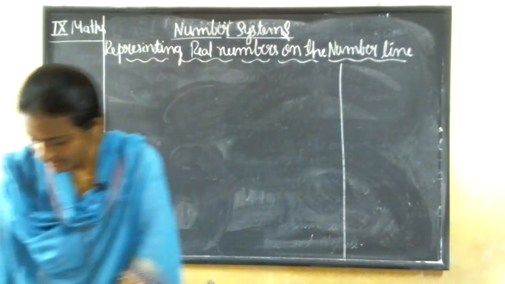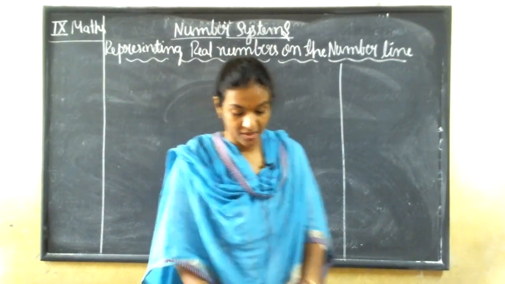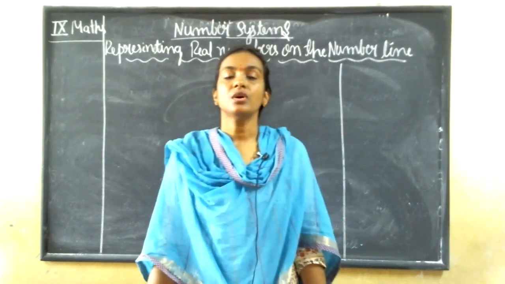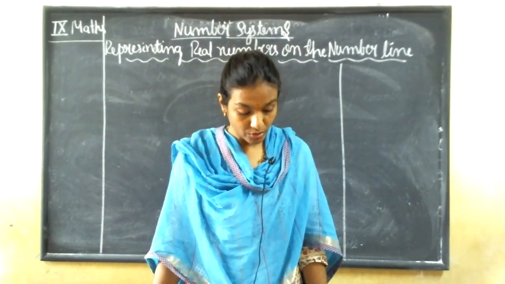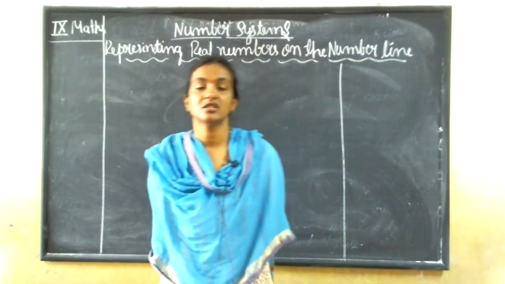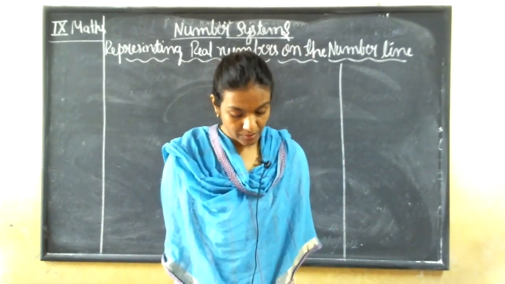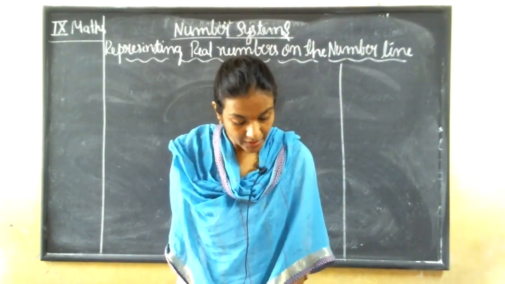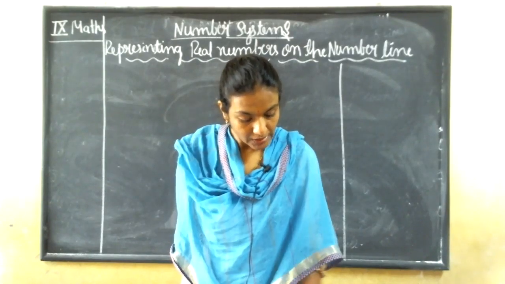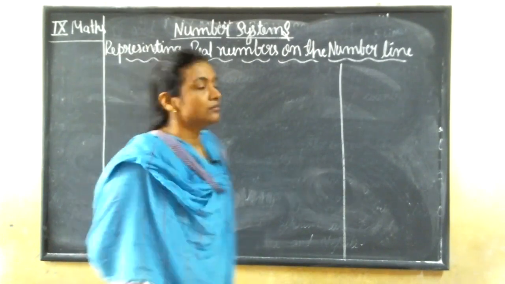So today's class is a continuation class of our number system. In the number system, we already learned about rational numbers, irrational numbers, what is a real number, what are integers, whole numbers, and natural numbers. Types of number system we learned here. And today we are going to learn about representing real numbers on the number line.